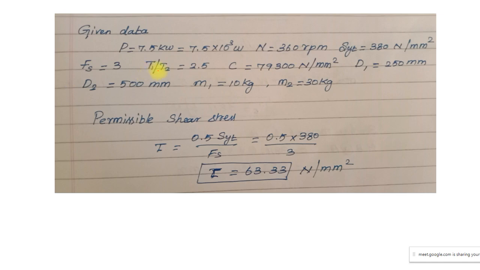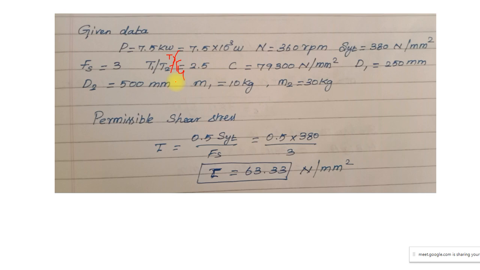The ratio of T1 by T2. Here you can write it as T3 by T4 also, because both the data are given. T1 by T2 is equal to T3 by T4 is equal to 2.5. Then they have given modulus of rigidity C value 79300 Newton per mm square.